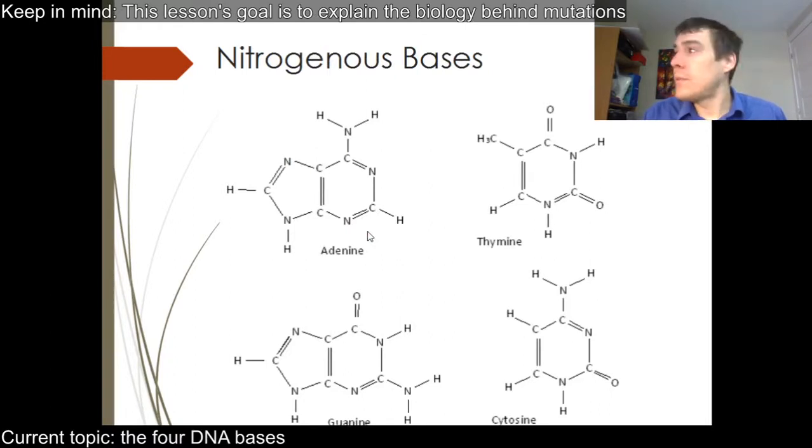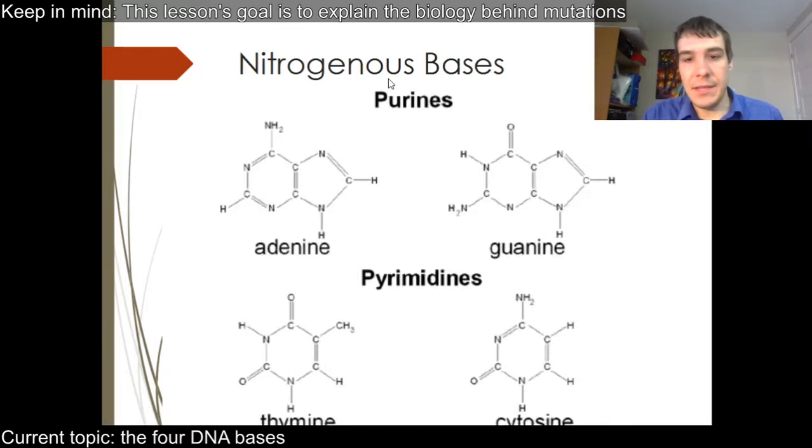So those are the four bases. Notice there's a lot of nitrogen on them. That's why they're called nitrogenous bases. There's a bunch of nitrogen in DNA. Here's another view of it where you see the big purines and the little pyrimidines, but it's the same structures, just in a different arrangement here. So A and G, T and C.